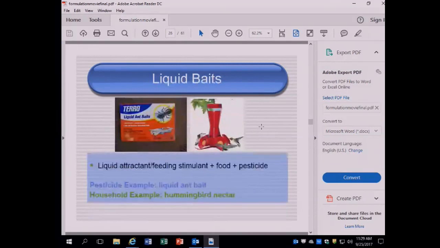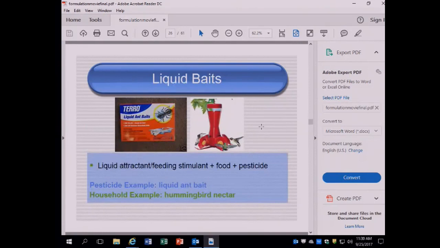Next one's called liquid baits. They are liquids that attract or feed: a feeding stimulant plus food and a pesticide. An example of a pesticide would be a liquid ant bait, and a household example would be hummingbird nectar. It wouldn't be a pesticide, but it's an attractant to bring the hummingbirds to your house so you can see them.